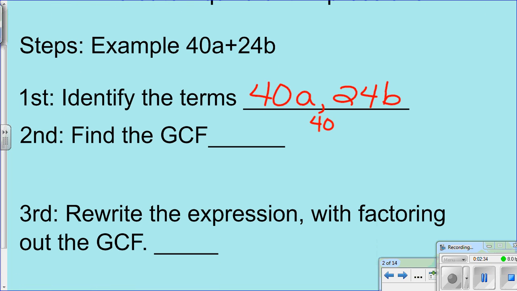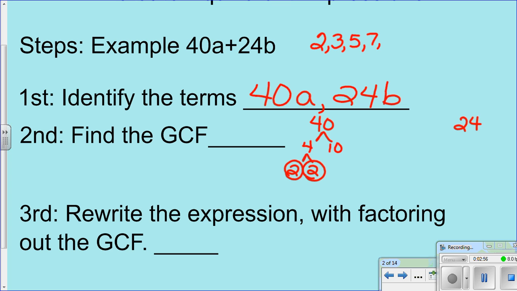You're going to prime factor 40 and 24. Find two numbers that multiply to get 40, and that 4 and 10 work. There are lots of options out there. 4 is 2 times 2. Then we start circling our prime numbers. The list of prime numbers, if you remember, is 2, 3, 5, 7, 11, 13. Those are the most common prime numbers. 10 can also still be broken down into 2 times 5. 2 is prime, circle it. 5 is prime, circle it.